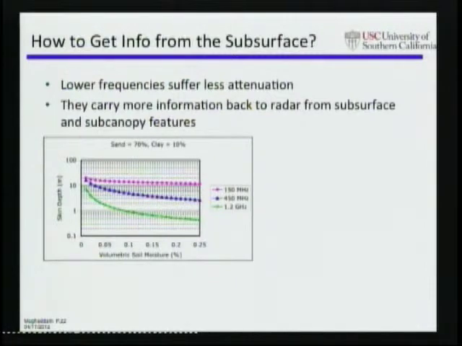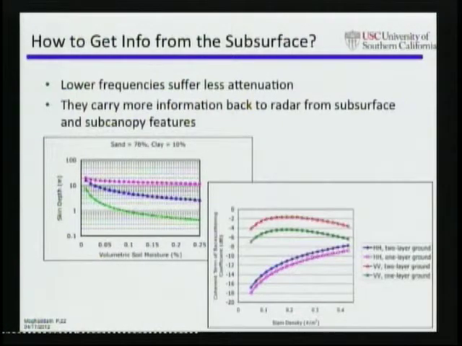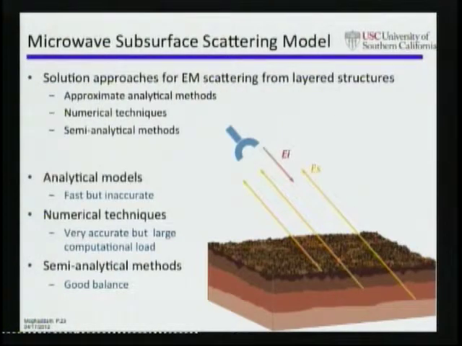I've shown you soil moisture. Of course, soil moisture and dielectric constant are highly related to each other. So high soil moisture means high dielectric constant, high loss. Here you see different frequencies, gigahertz range versus hundreds of megahertz range. All of a sudden, you see a huge increase in the penetration depth. Let me skip that figure. So how do we solve this problem?